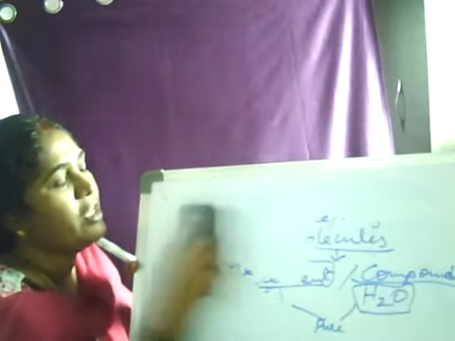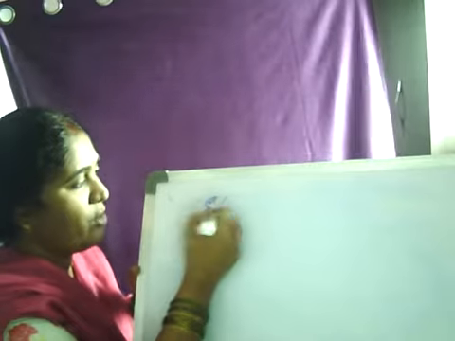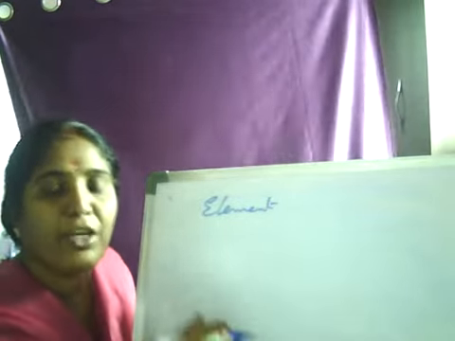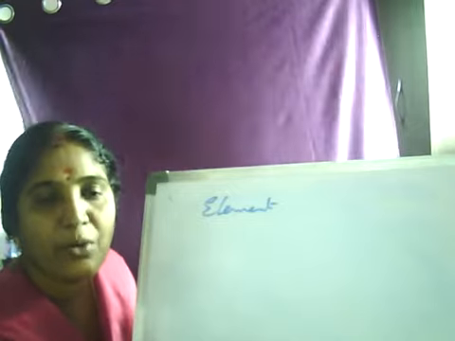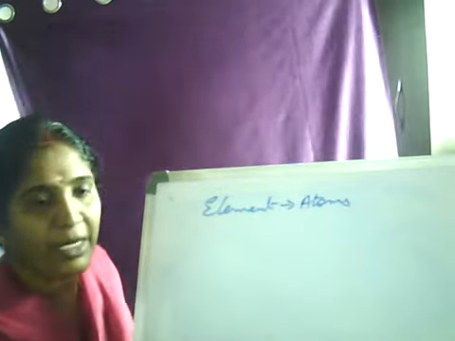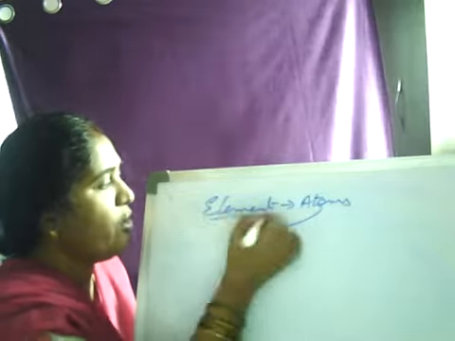Now, when we are talking about an element, it is made up of similar type of atoms. That's it. It is made up of only similar type of atoms. Then what is its function? What is it doing? So as such, when we talk about elements, they are made up of similar type of atoms. They exhibit their own properties. So each and every atom present in the element exhibits the property of the element.